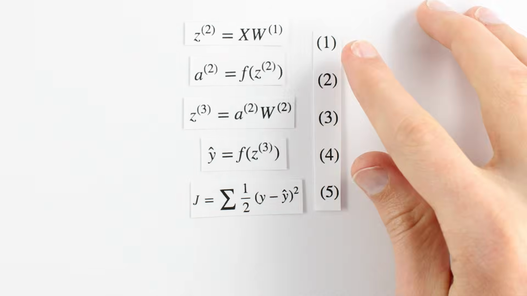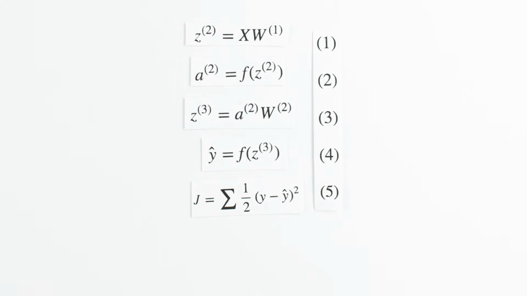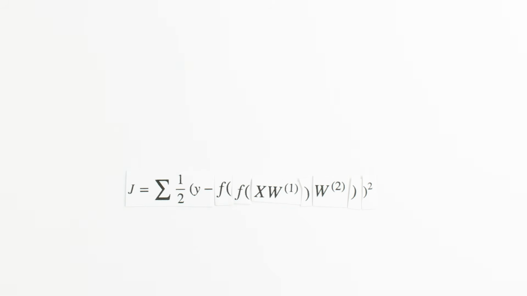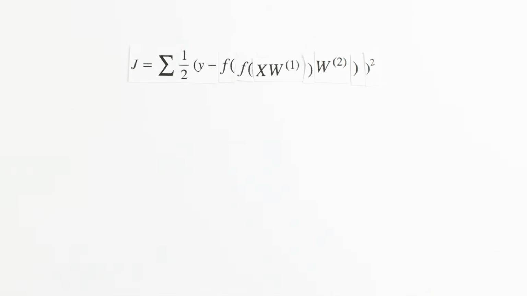better way. Let's look at our equations so far. We have 5 equations, but we can really think of them as one big equation. And since we have one big equation that uniquely determines our cost j from x, y, w1, and w2, we can use our good friend calculus to find exactly what we're looking for. We want to know which way is downhill.